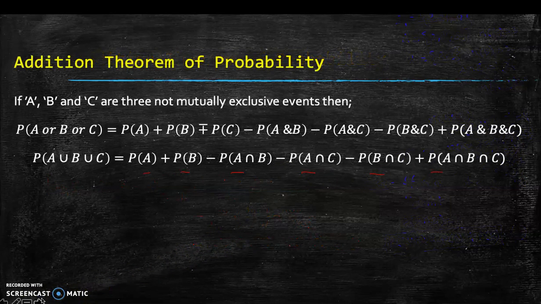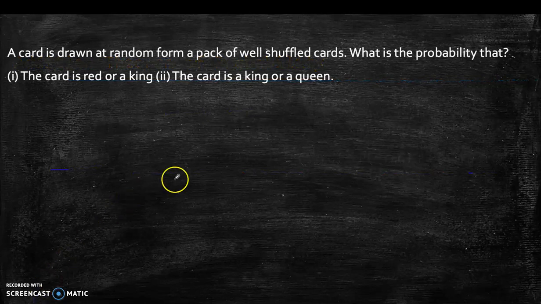Now let's see if the theorem gets extended up to 3 cases. That means if you have 3 not mutually exclusive cases, then how the probability of happening of A union B union C is defined. That's how it has been defined. You can check this particular formula. I'll not be discussing this one in detail. This is just for the reference. Let me do a question now.